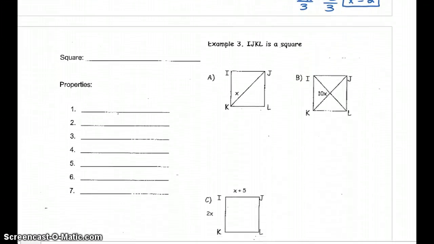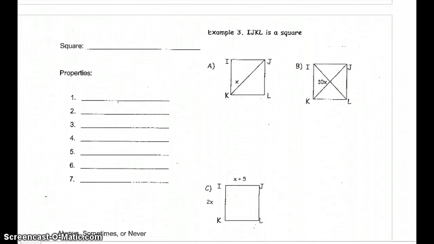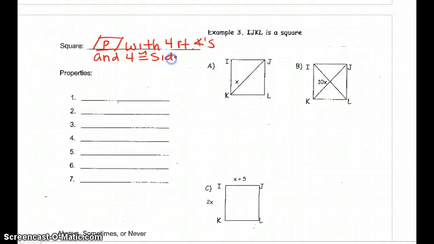Our final shape is a square, and a square is a parallelogram with 4 right angles and 4 congruent sides. So a square basically has everything that a parallelogram, a rectangle, and a rhombus has that are true.